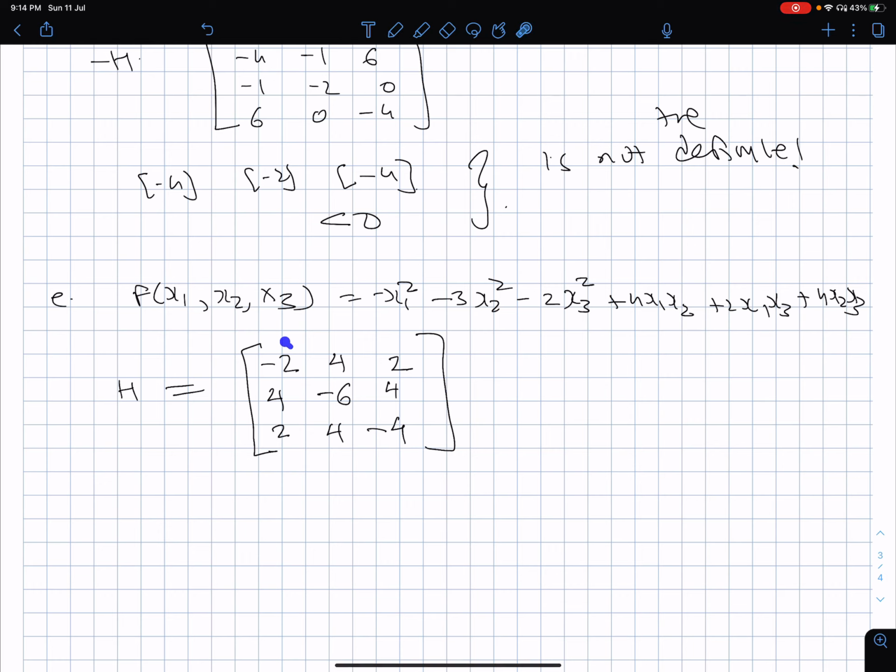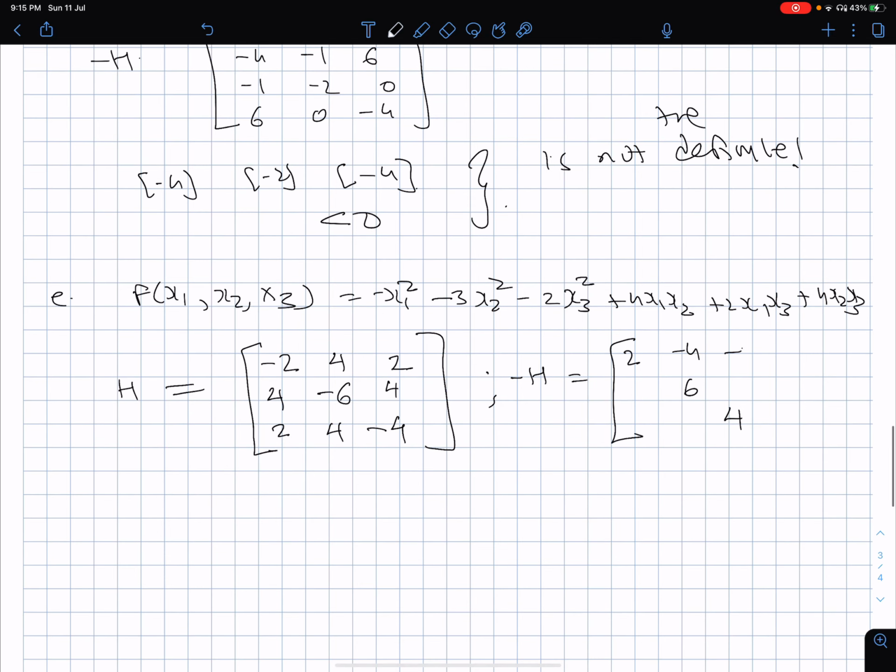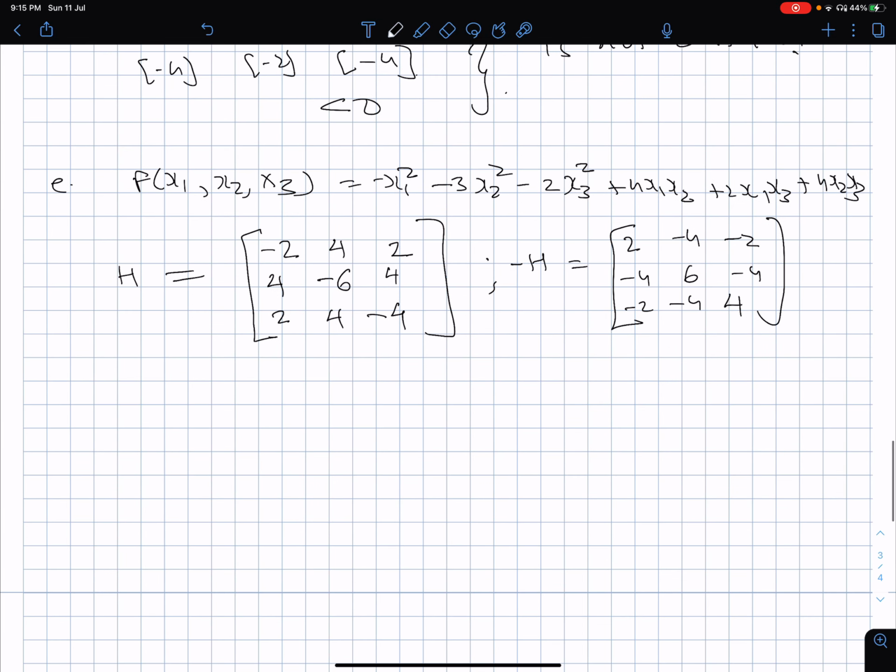Now since each of these diagonals are negative, there is no point in checking for positive definiteness. For positive definiteness, we know that all the diagonals should be positive. So we should check for negative definiteness only. So in this case, we should see if minus of h is positive definite or not. So we should look at 2, 6, 4, minus 4, minus 2, minus 4, minus 4, minus 2 and minus 4. We should look at the determinants for this.